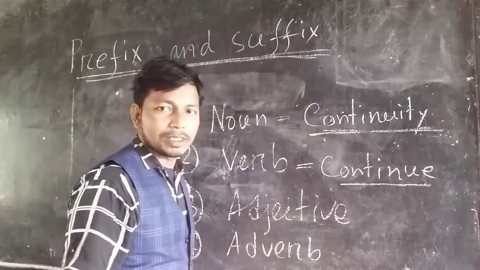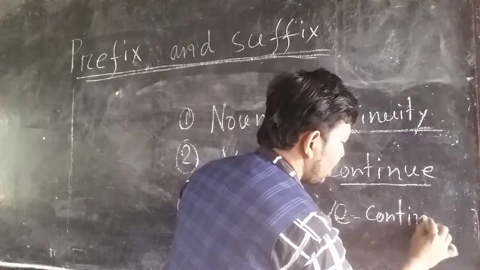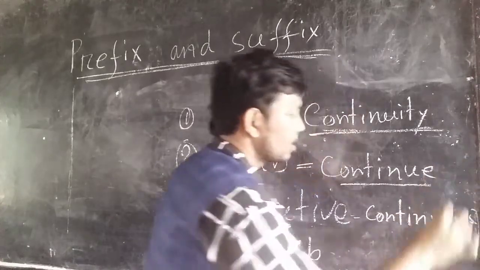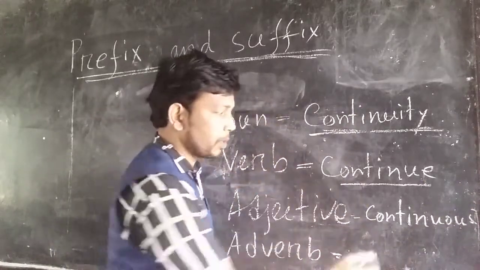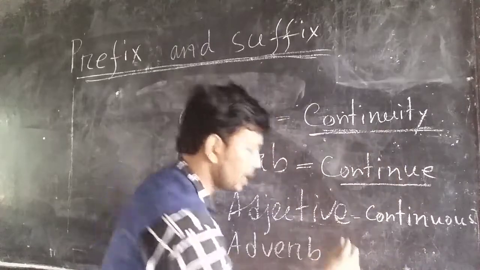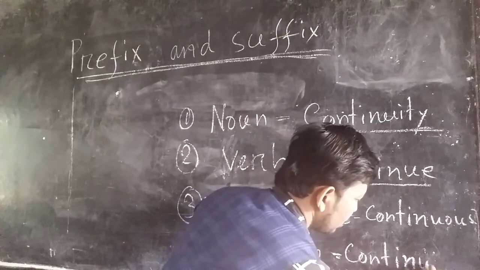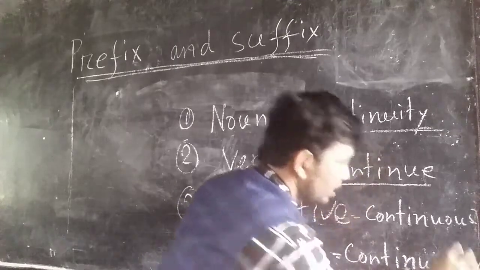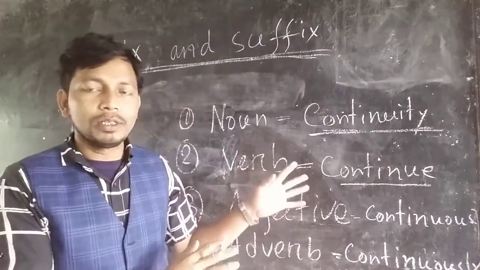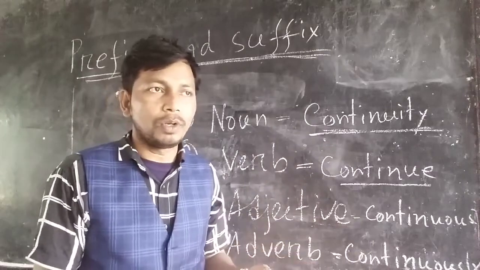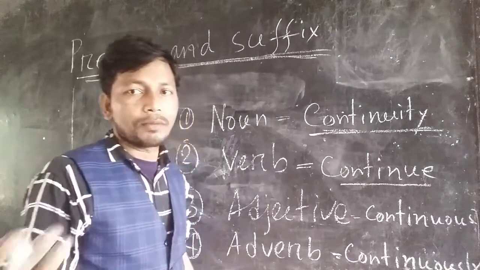But adjective, what is adjective? You can say continuous, C-O-N-T-I-N-U-O-U-S. This is an adjective, and you can make another word from these words, like continuously, C-O-N-T-I-N-U-O-U-S-L-Y. You have to have the idea of changing one word into another word.